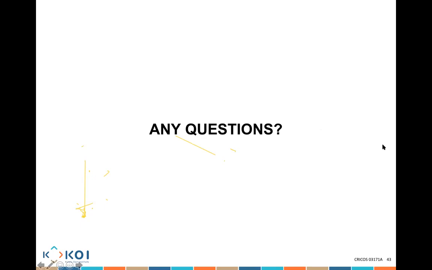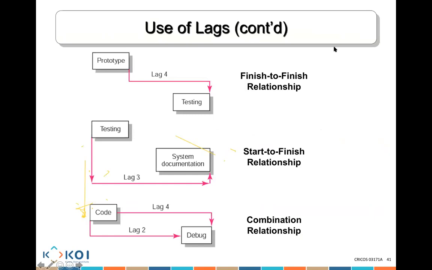So can you go back two slides? There is something like a combination relationship. Yes, the combination here: you cannot finish debug until 4 days after coding has started, and debug cannot start until 2 days after coding has started. So there might be more than one relationship between activities. Does that make sense? Yes, sir. All right, any other questions?